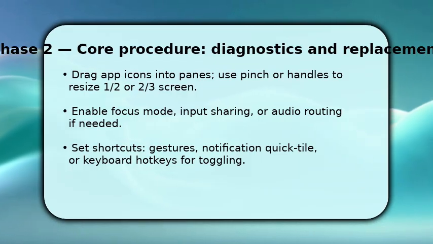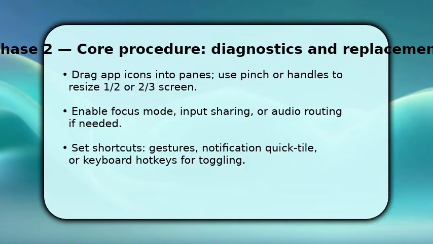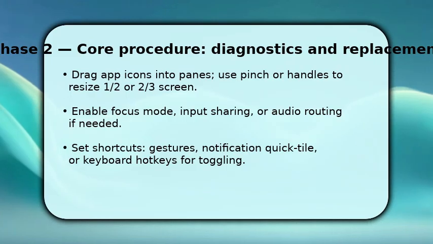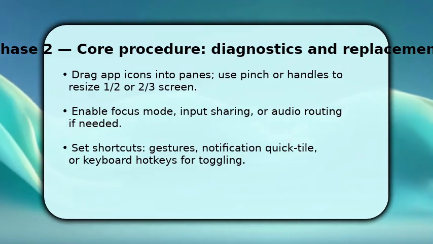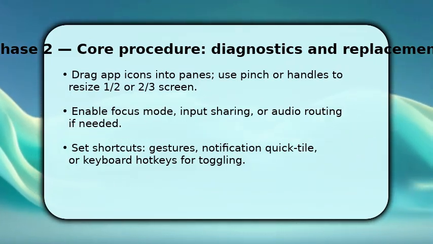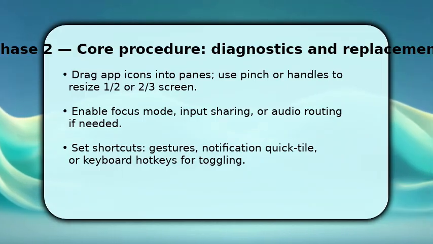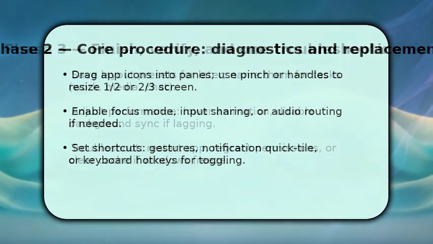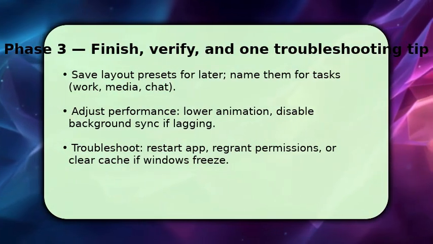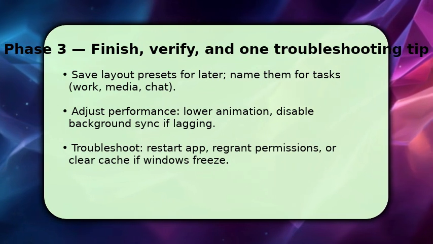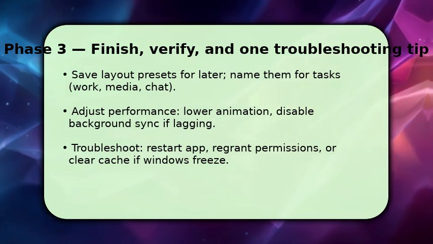Then, enable focus mode, input sharing, or audio routing to control where input and sound go. After that, set practical shortcuts, gesture, quicktile, or keyboard hotkeys, so you can toggle split screen quickly without digging through menus. You finish by saving layout presets and naming them for tasks like work, media, or chat, because presets speed future use. Then, tune performance.